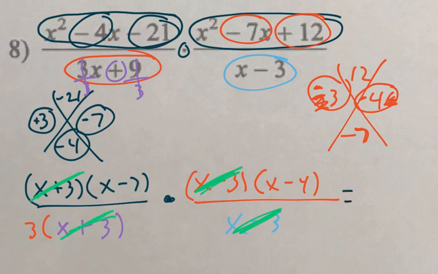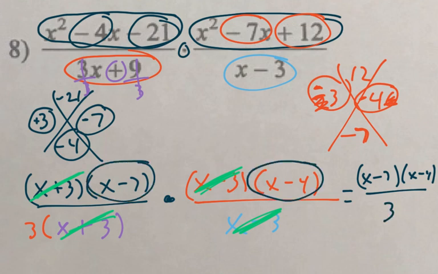So my final result is going to be x minus 7, x minus 4 over 3. Again, x minus 7, x minus 4 over 3. That's the only thing left over. And there is my factored answer.